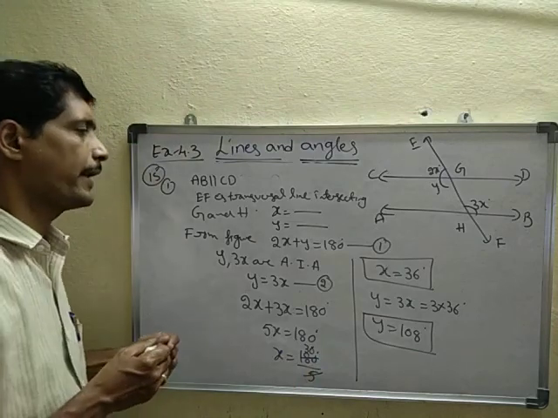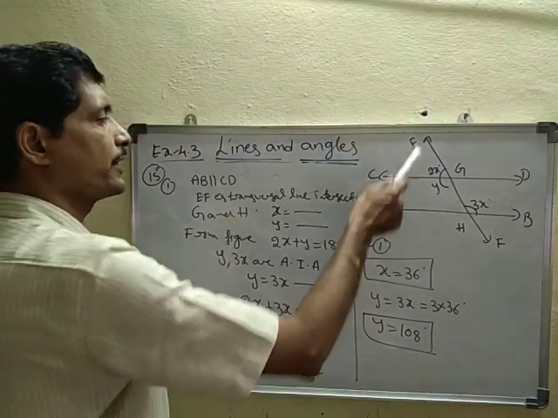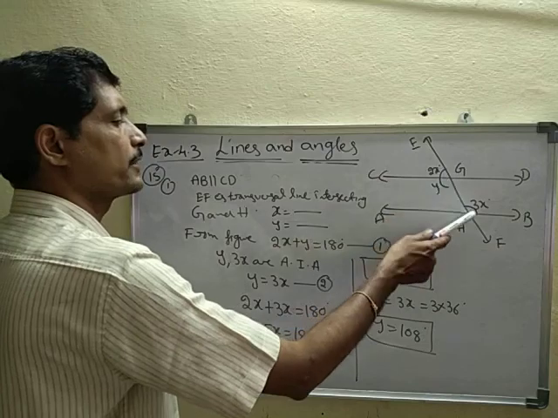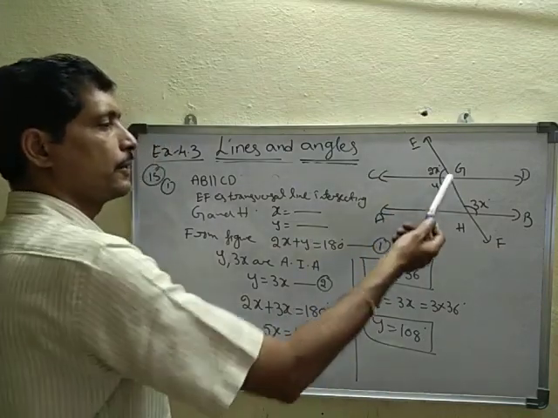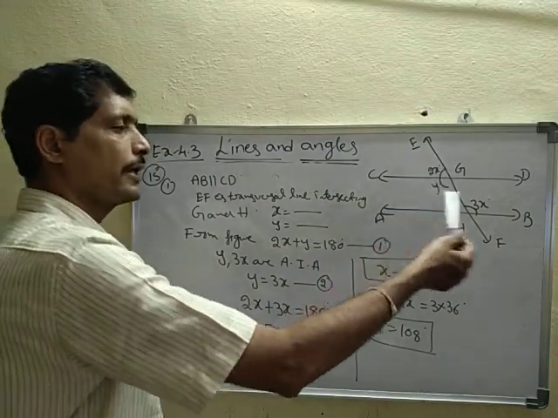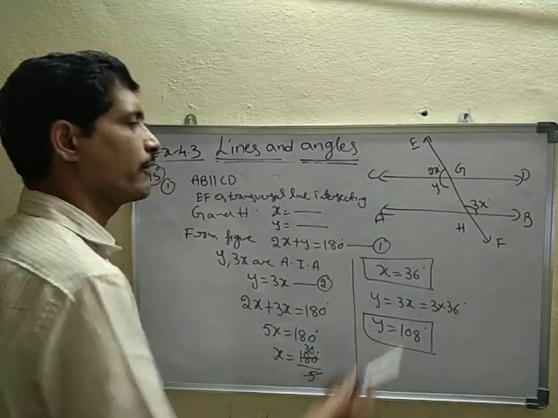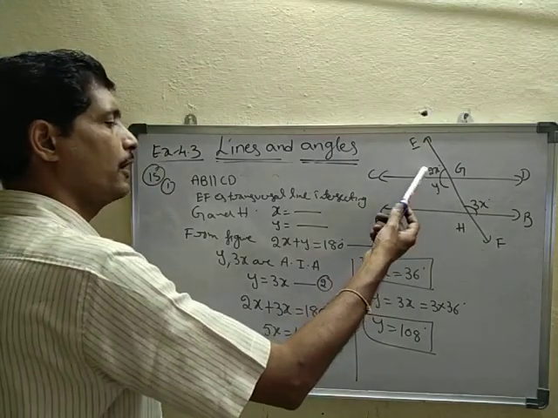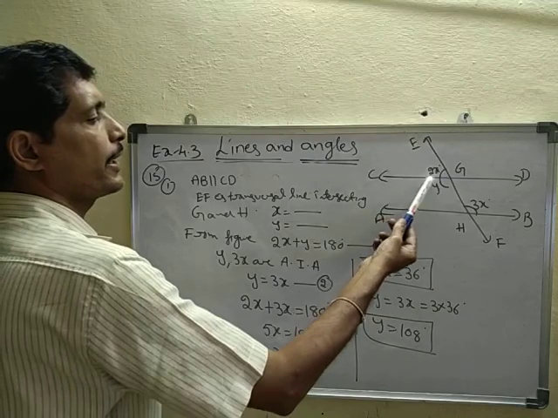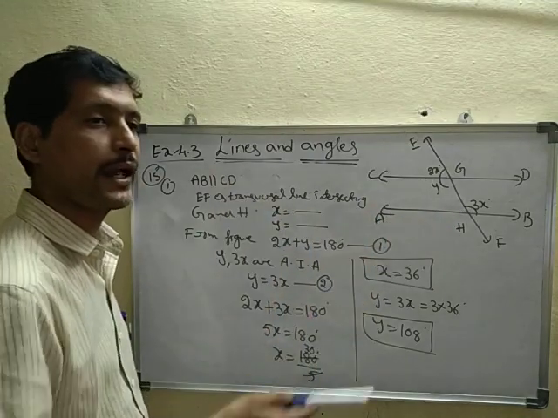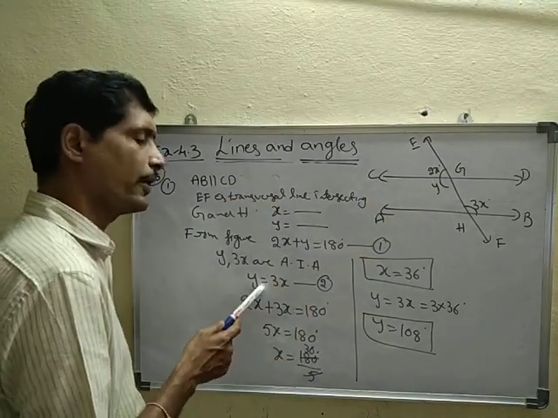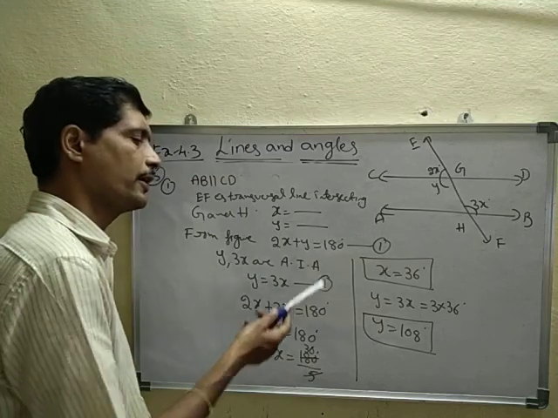One more time. Here AB is parallel to CD, therefore EF is the transversal line that touches at two different points G and H. Here 2x and y are both a linear pair. Therefore the sum of the two angles equals 180, 2x plus y equals 180 degrees. Here y and 3x are both alternate interior angles. Alternate interior angles are always equal. Y equals 3x. Substitute this value in equation 1.